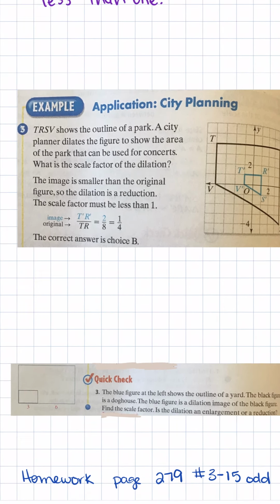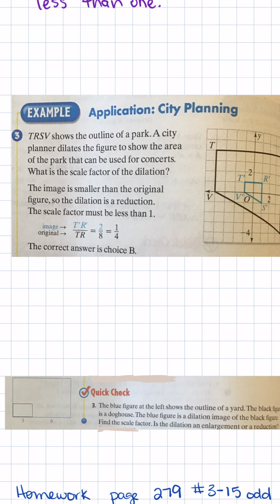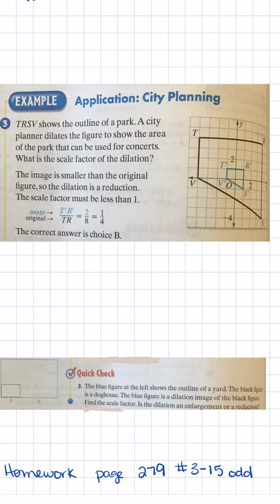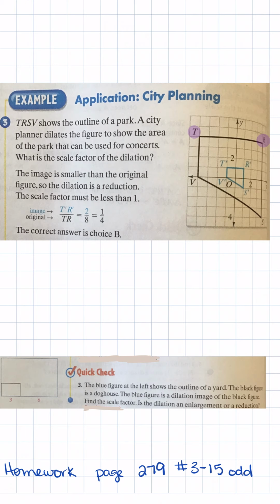So how does this apply? City planning. TRSV shows the outline of a park. A city planner dilates the figure to show the area of the park that can be used for the concert. What is the scale factor of the dilation? The image is smaller than the original figure, so the dilation is a reduction. The scale factor must be less than 1.